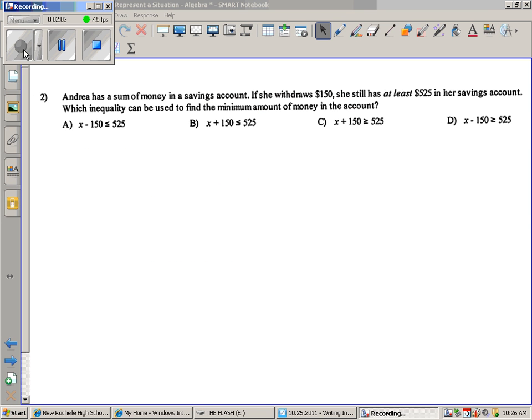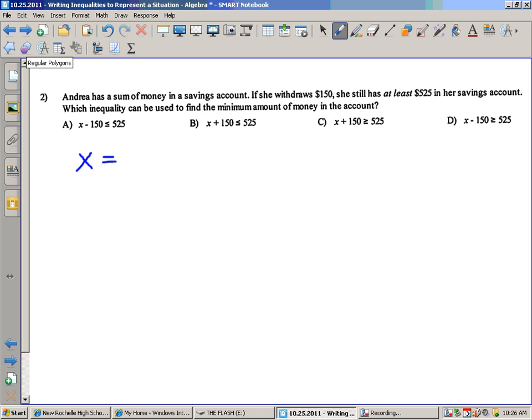All right, so Andrea has some sum of money in her savings account, and she withdraws 150. What's that word mean? Withdraws. Oh, it takes out, and she still has at least $525 in her savings account. So which inequality? What are we going to say x equals? What don't we know? Yeah, how much she started with, the original savings amount.